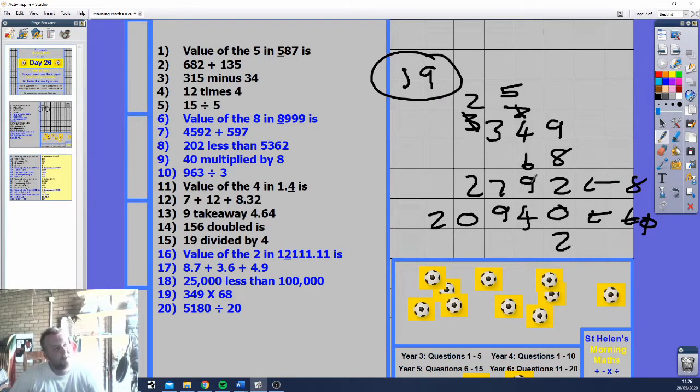2 plus 0 is 2. 9 plus 4 is 13. 7 plus 9 is 16 plus 1 is 17. And then that's 3. That's 2. 2, 3, 7, 3, 2 is the right answer.